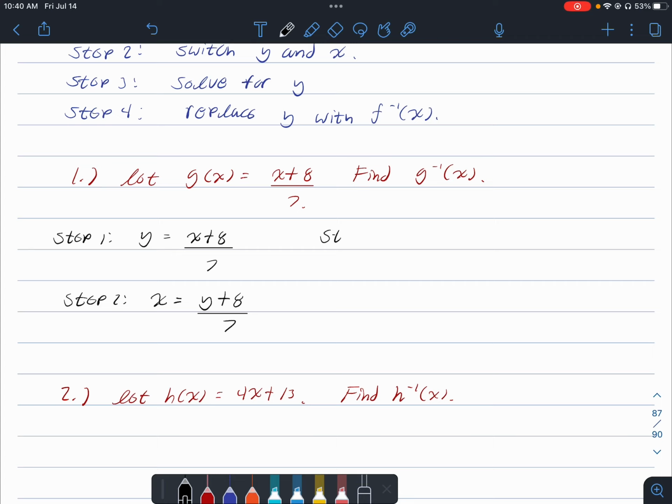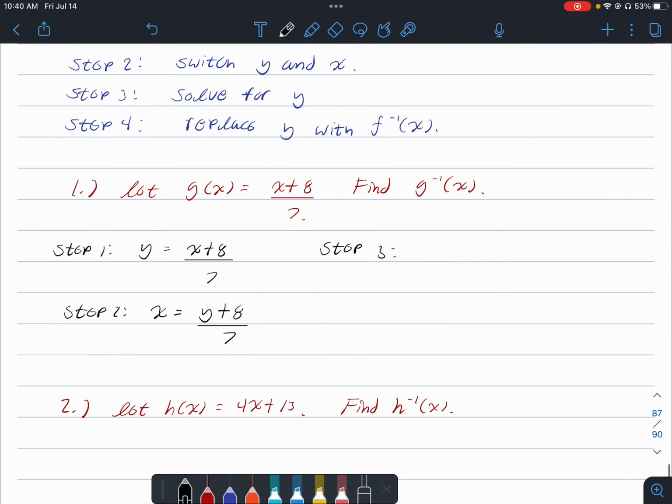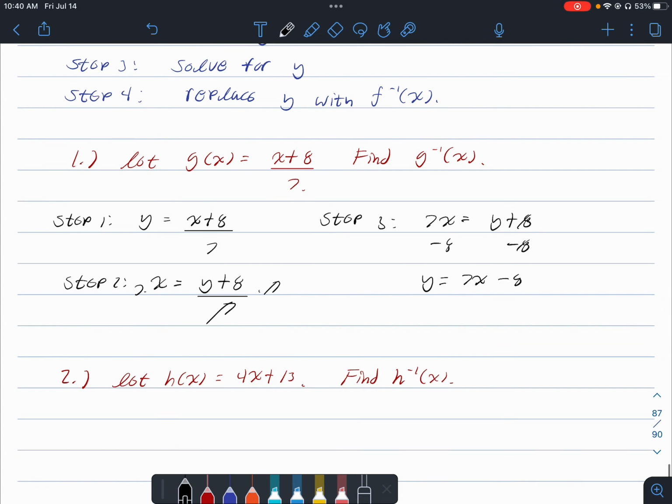Step three, we're going to solve for y. All right, so if we multiply both sides by 7 here, we'll get 7x is equal to y plus 8. We can take 8 away from both sides, and we'll get y equals 7x minus 8.